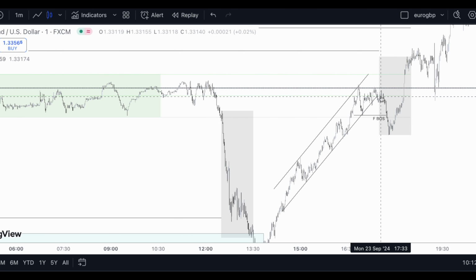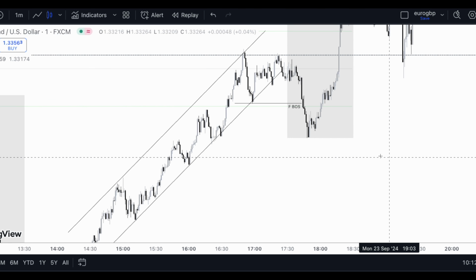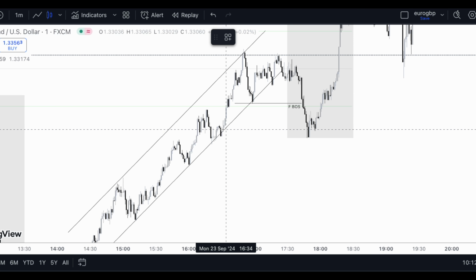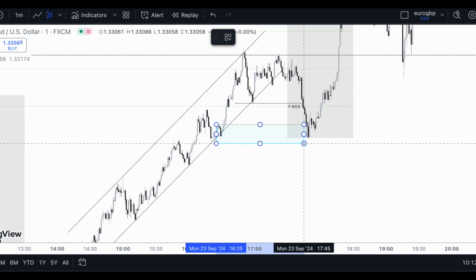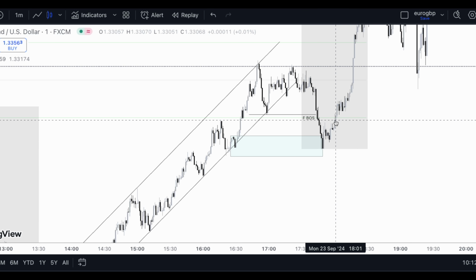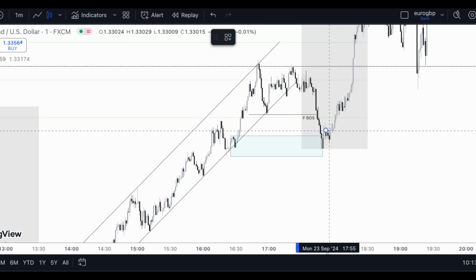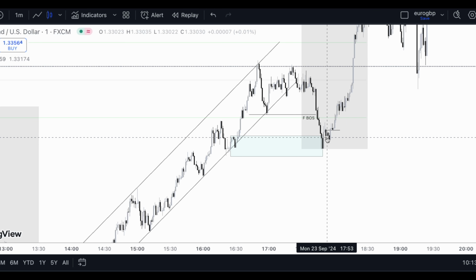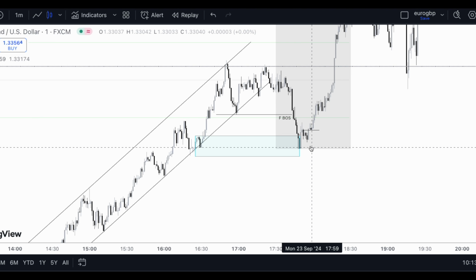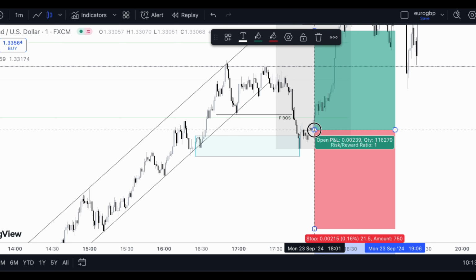After the market broke out of this trend line, it came down, tapped into this, and started making lower low and higher highs. So my entry was right above here after it broke this minor structure to the upside. So this was my entry.